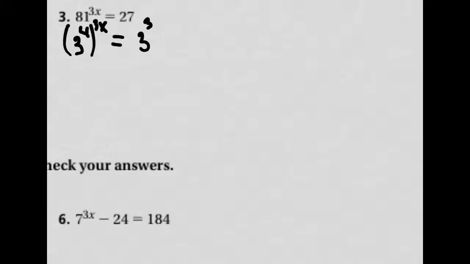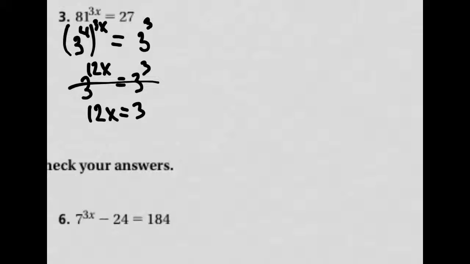Now on the left side I have 4 and 3x as power, so I'm going to multiply them by each other to get 3 to the 12x power equals 3 to the 3rd power. Now that they both have the same base, I can pretty much cross it out and set the exponents equal to each other. 12x equals 3. And finally divide by 12 to solve. And so my result is x equals 3 over 12, which simplifies down to 1 over 4. And that's my final answer.